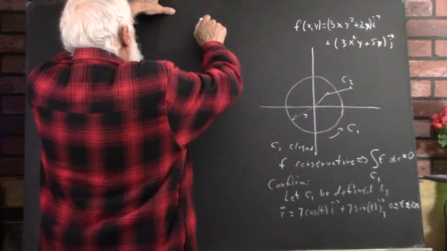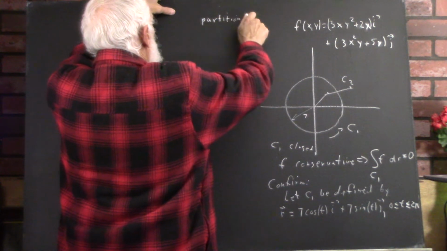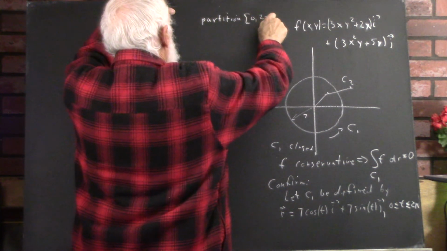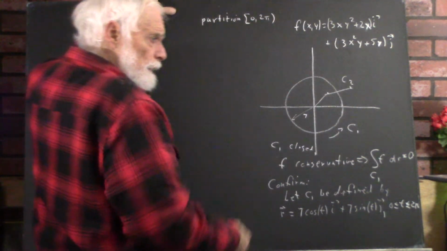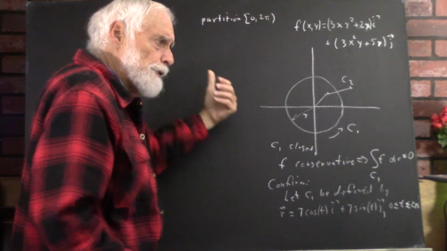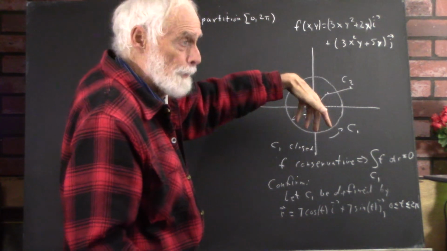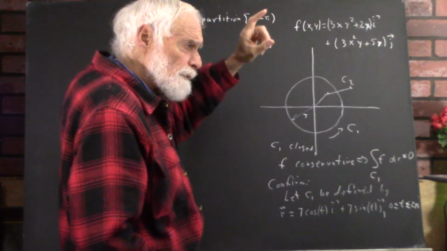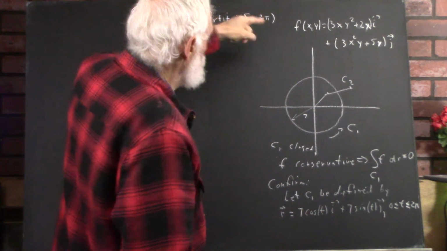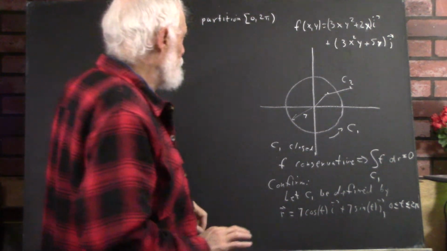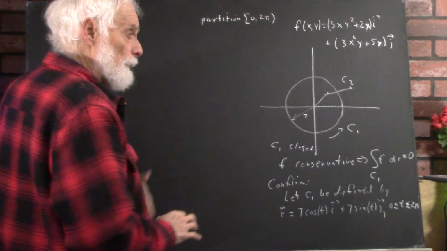So partition 0 to 2 pi, and I'm not going to write out the partition. It's 0 equals t sub 0 less than t1 less than t2 dot dot dot less than t i minus 1 less than t i dot dot dot less than t n equals 2 pi, and that should be something we've done a number of times, so I'm not going to take the time to write it out, and I'm not going to use up the board space.